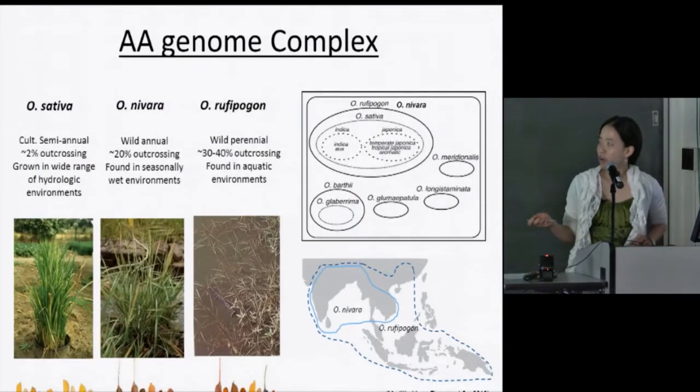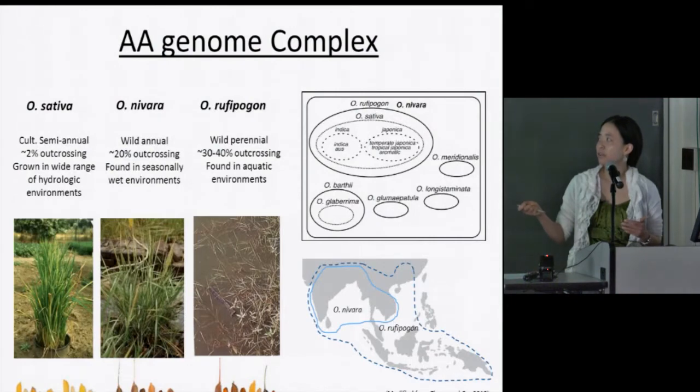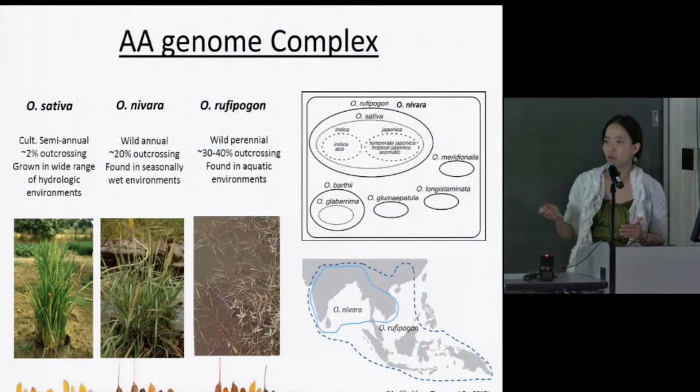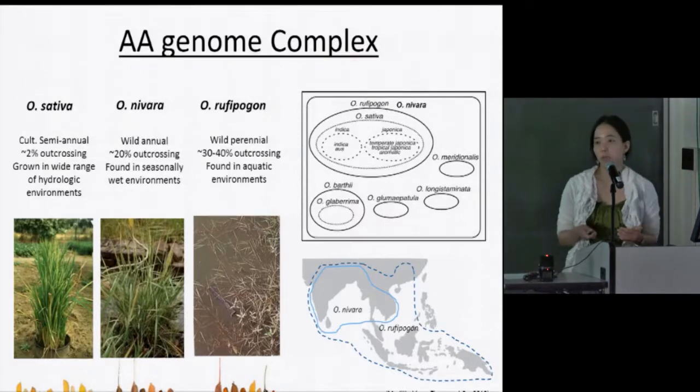And our primary species complex that we're looking at, containing the cultivated species, is the AA genome. So that's represented up here. We have two cultivated rice species, the Asian cultivated rice, Oryza sativa, and the African, Oryza glaberrima. We're focusing on the Asian species, Oryza sativa. It's been domesticated, is a semi-annual, with a low outcrossing rate, highly self-pollinating, and it's really been bred to grow in a wide range of different environments, from rain-fed upland to irrigated paddies.